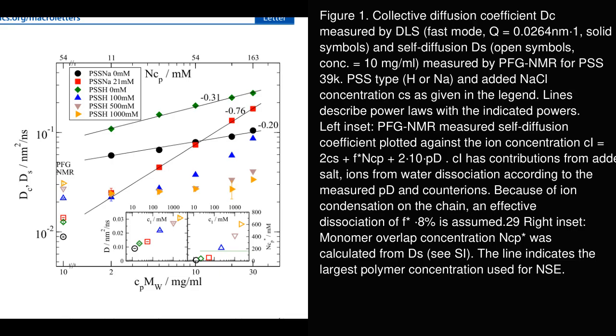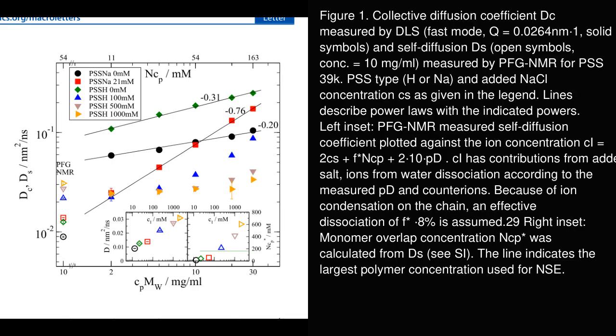consistent chain behavior. In contrast, at low salt concentrations, DC is up to 10 times larger than DS, showing that collective diffusion dominates. The left inset plots DS against the total ion concentration CI, which includes contributions from added salt, counterions, and water dissociation, factoring in an effective 8% dissociation due to ion condensation on the chains. This plot reveals that self-diffusion increases with increasing ion concentration approximately to the 0.2 power.